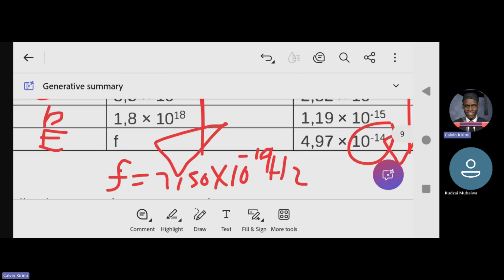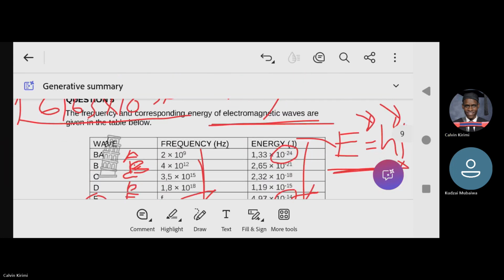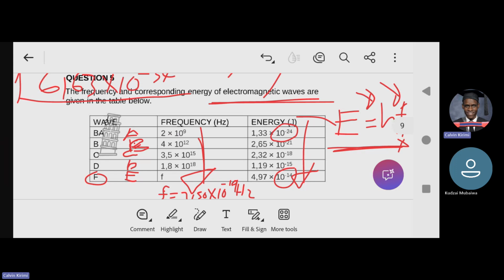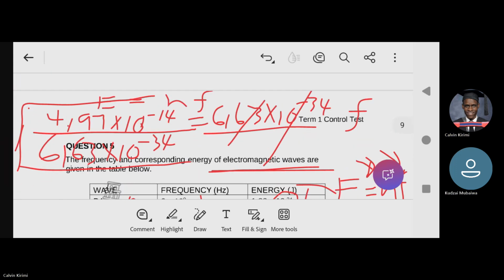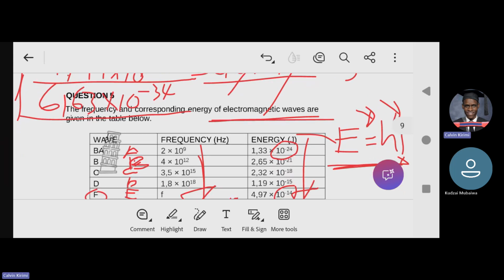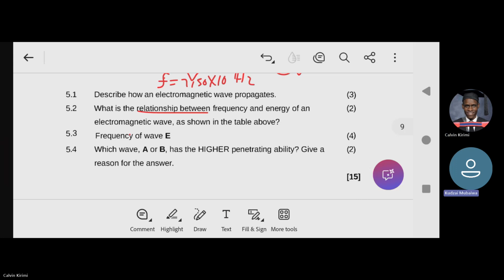That is frequency. So always, when they talk of electromagnetic waves, you are going to use this formula: E is equal to hf. Planck's constant is always given, and then you just check what is the energy. Or you can be given frequency and Planck's constant, then they say calculate the energy of the particle. You see?